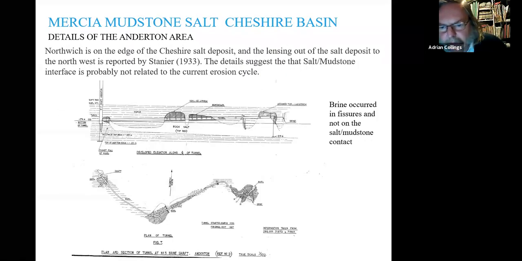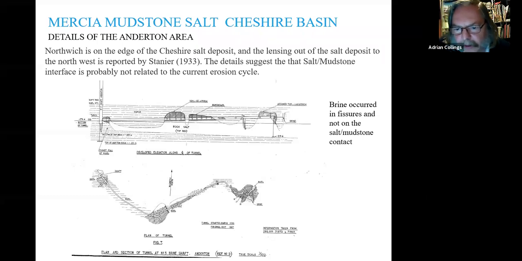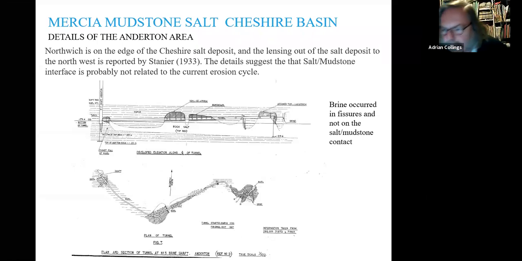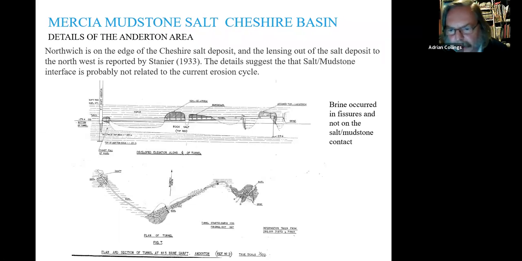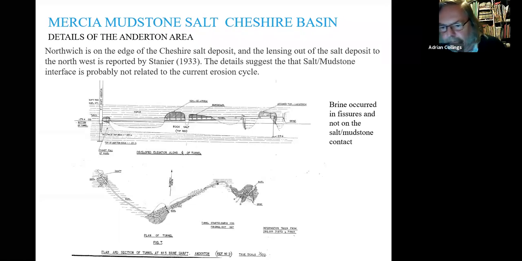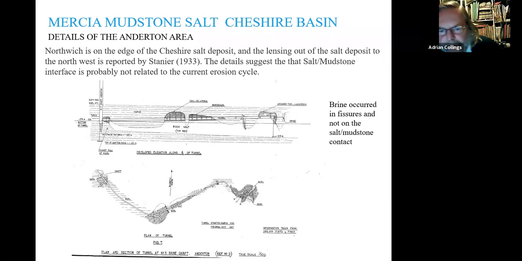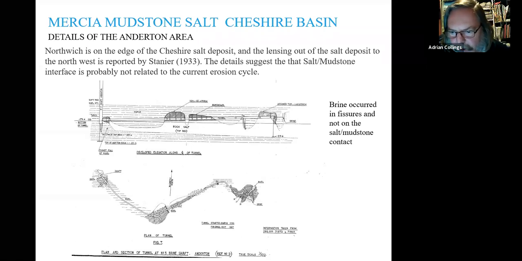Details of the Anderton area. Northwich is on the edge of the Cheshire salt deposits, and the lensing out of the salt deposits to the northwest was reported by Stanier in 1933. The details suggest that the salt mudstone interface is probably not related to the current erosion cycle. Brine occurred in fissures and not on the salt mudstone contact.